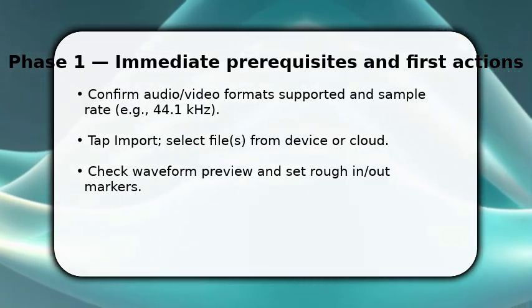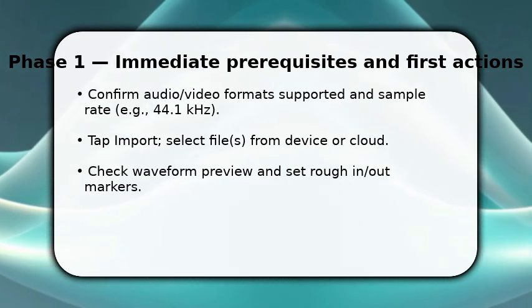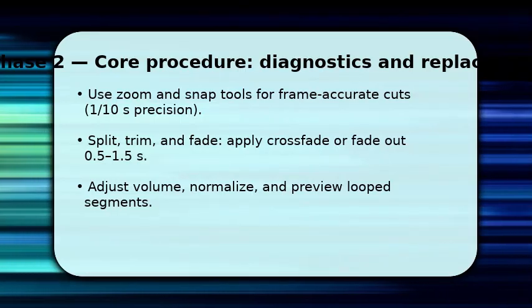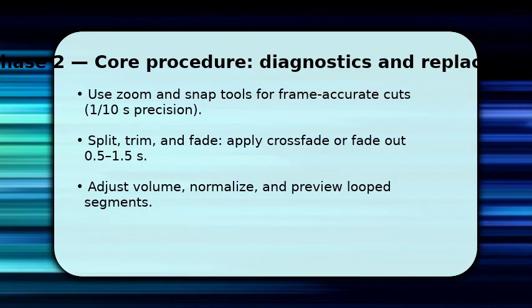Next, refine the selection with precision tools. Zoom in, toggle snap for consistent cuts, and split at exact frames. You should trim unwanted silences and apply subtle fades. Fade in or out for 0.5 to 1.5 seconds to avoid clicks. Use the normalize or gain control to match loudness across clips, and play in loop to confirm transitions sound natural.